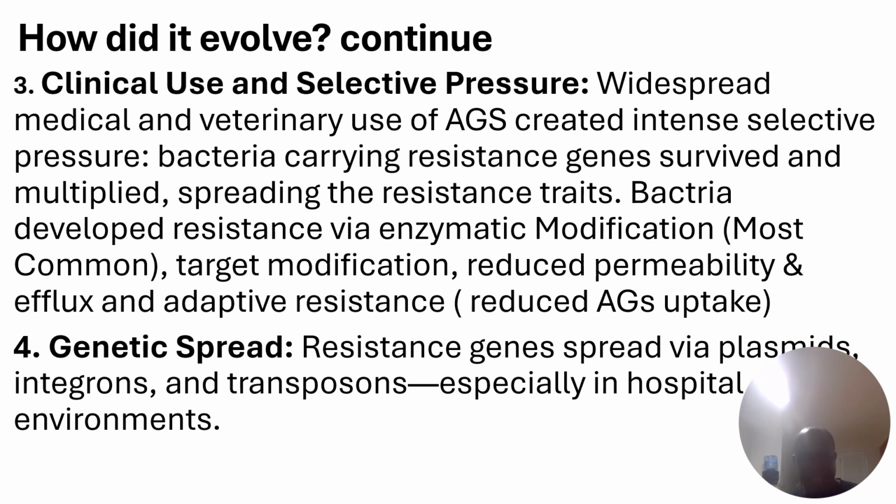Bacteria develop resistance through enzymatic modification. And the fourth one is genetic spread. Resistance genes spread via plasmids, integrons, and transposons, especially in hospital environments.